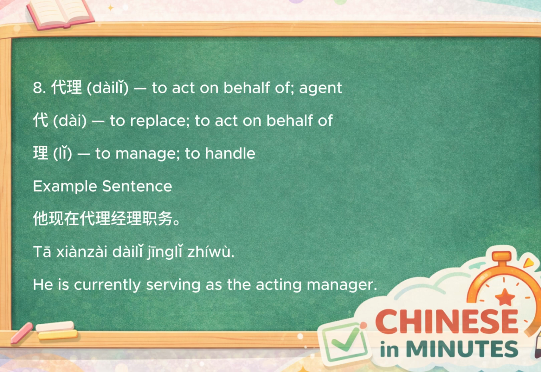The next word is 代理, meaning to act on behalf of someone or an agent. 代 means to replace, and 理 means to manage or to handle. Unlike 代表, which focuses on speaking for someone, 代理 emphasizes taking over someone's duties or responsibilities. Imagine your manager is away and someone else temporarily takes over the job. That's 代理. For example, 他现在代理经理职务.